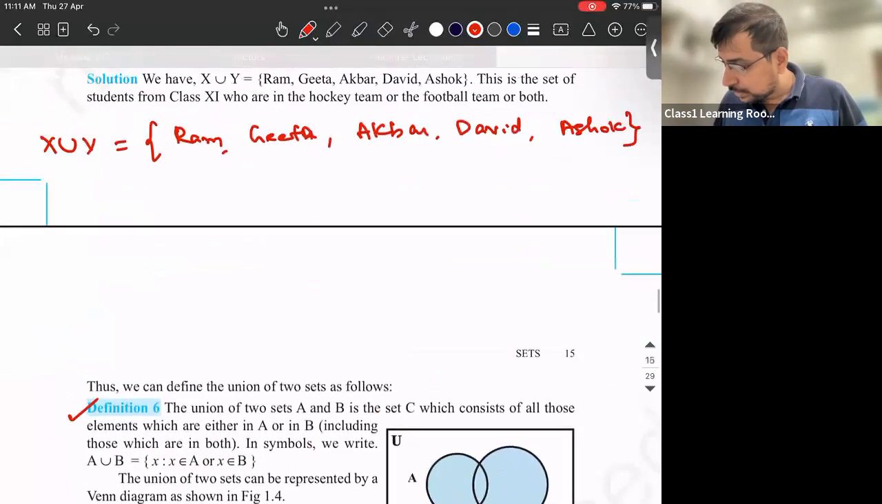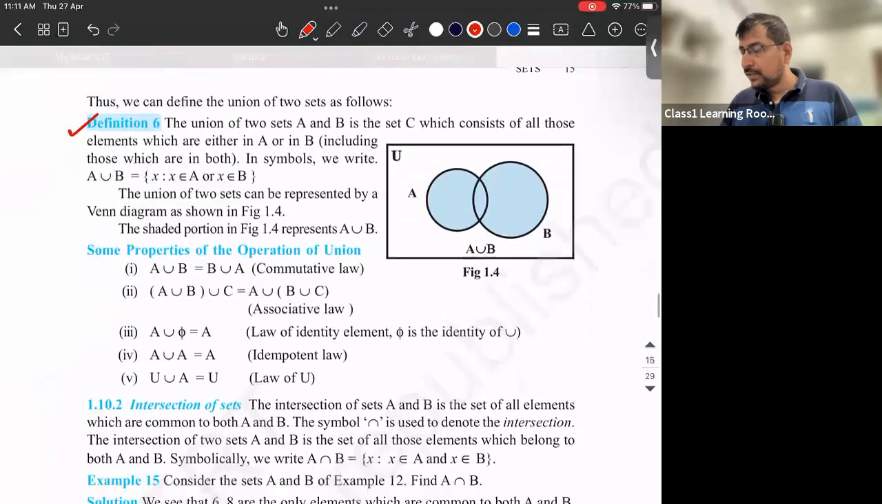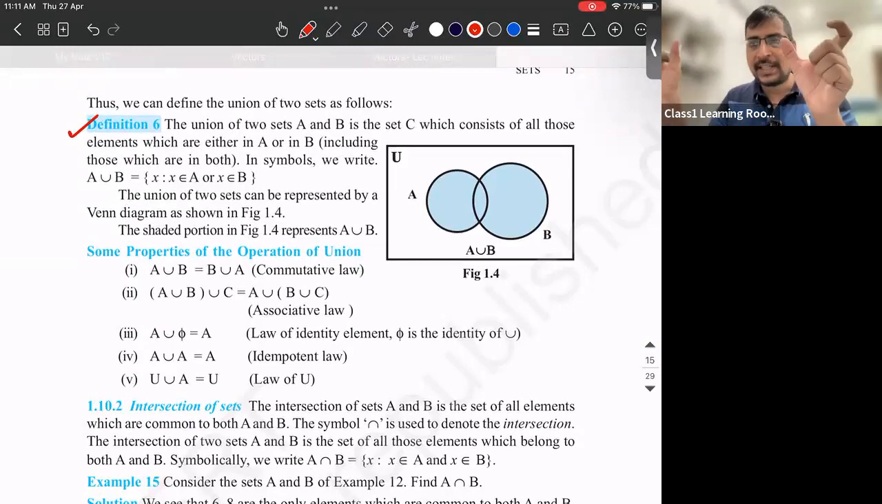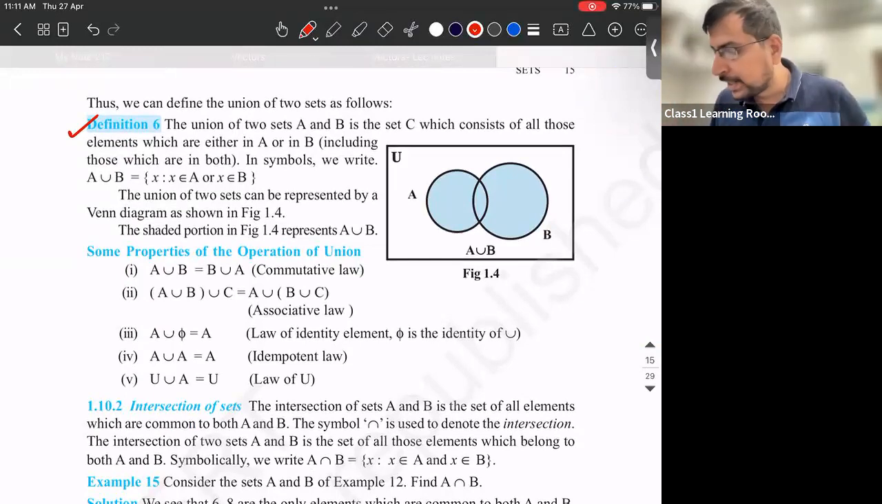Now, with all these examples, let's see how to represent the union in a diagrammatic format. We saw it with elements, and now we'll see how to put it in a diagrammatic format. The union of two sets A and B will give us a new set.